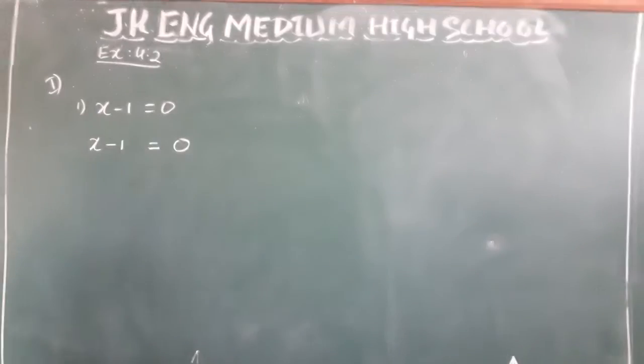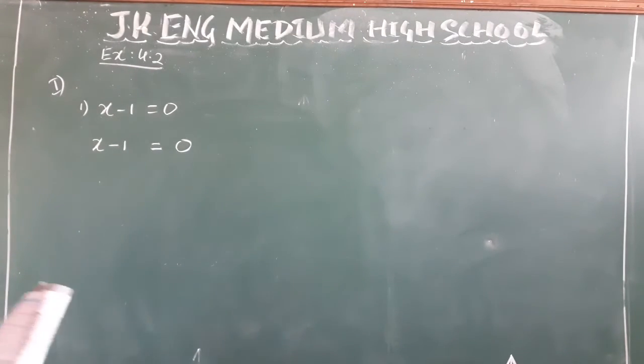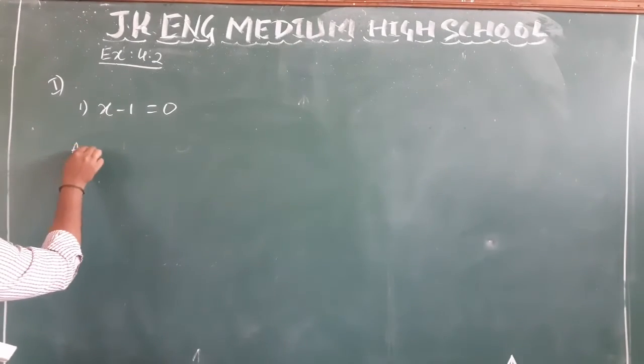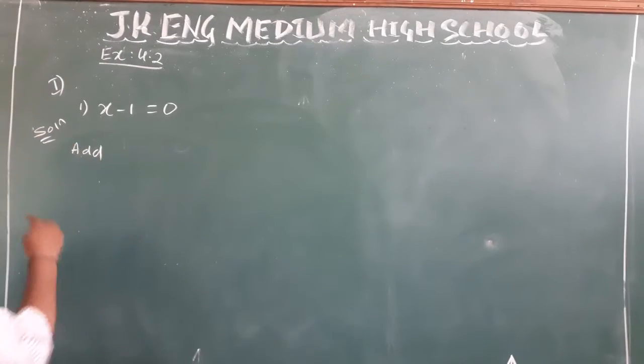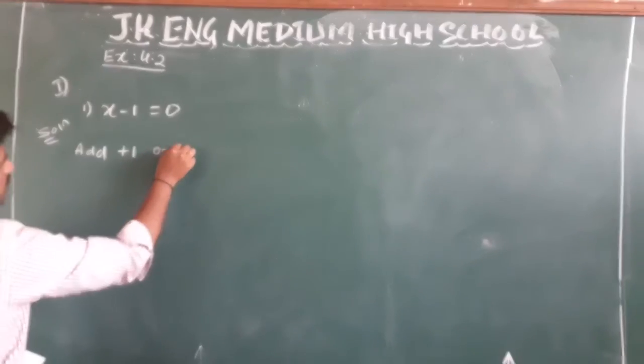So to remove this -1, I need to... Okay, they have said, what is the first step you will use to separate the variable? What is the first step? Add. What step are you going to take? Add +1 on both sides.